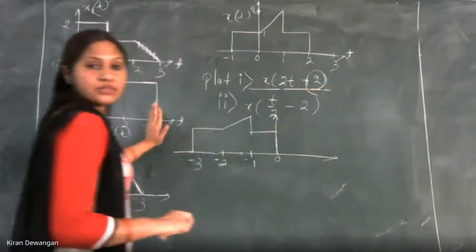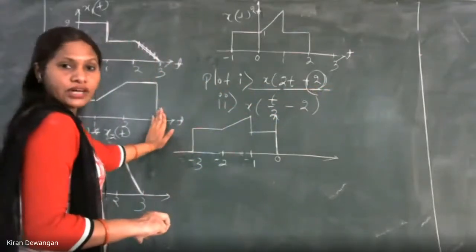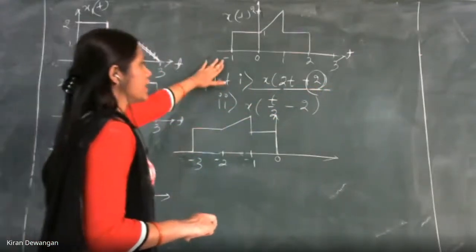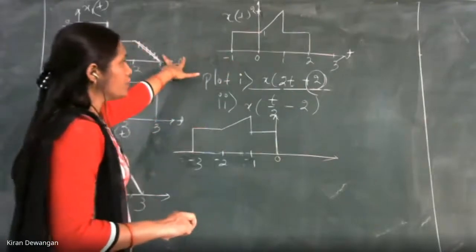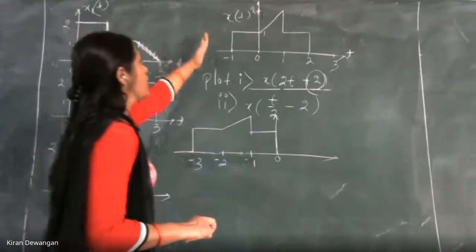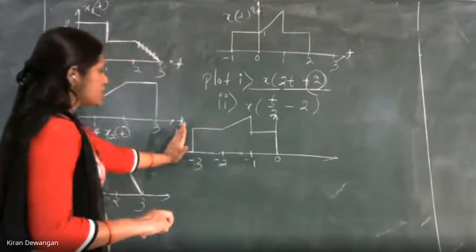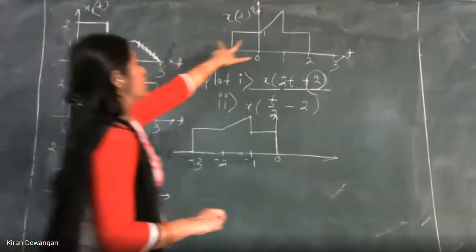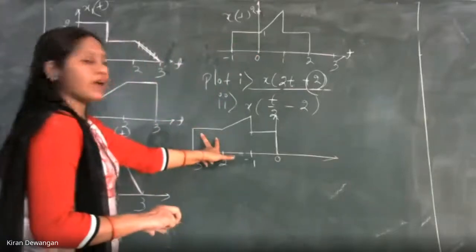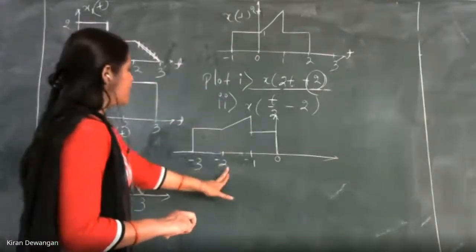तो 2t plus 2 मतलब ये shift left हो जाएगा. तो -3 है, तो it will be shifting by a factor of 2. यहाँ पर -2 आएगा, -3. तो -3 से start हो जाएगा. It will start from -3. It will remain constant at the value 1 till -2.